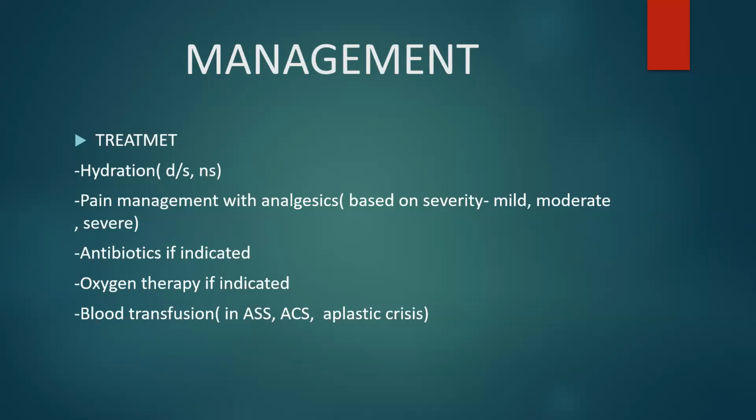If the patient comes in respiratory distress, especially in acute chest syndrome, oxygen therapy is also needed. Blood transfusion is mostly indicated in acute sequestration of the spleen, acute chest syndrome, aplastic crisis, and even in strokes. So transfusion is needed in some of these crises.